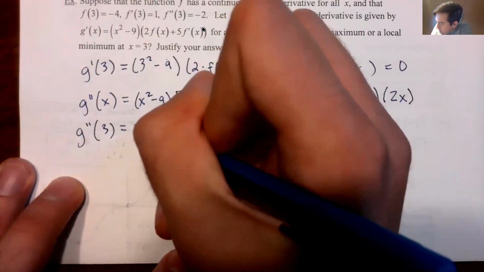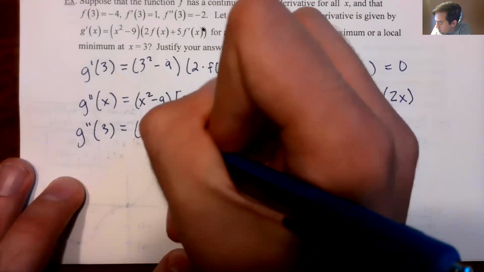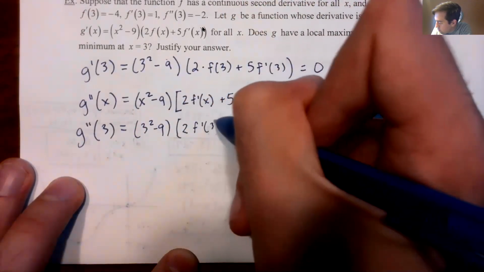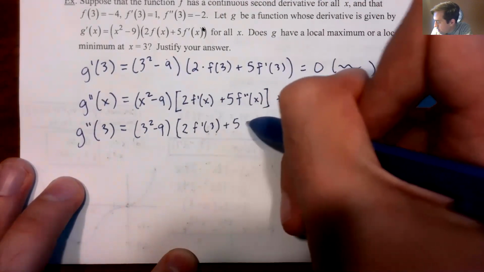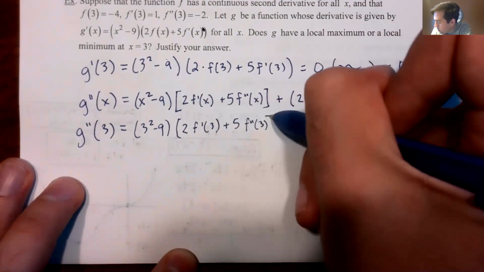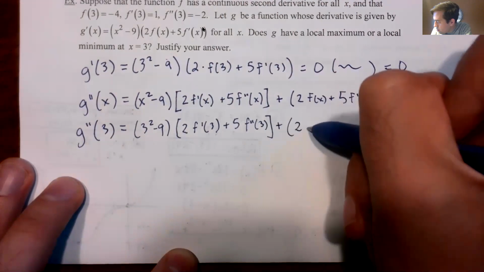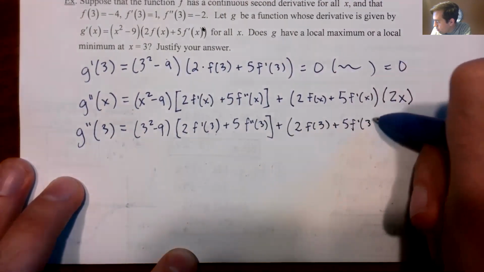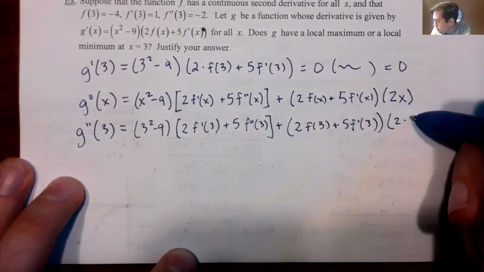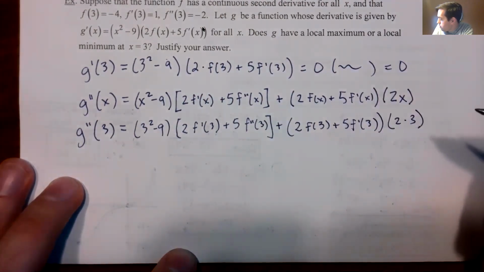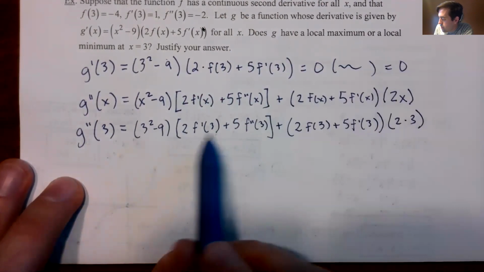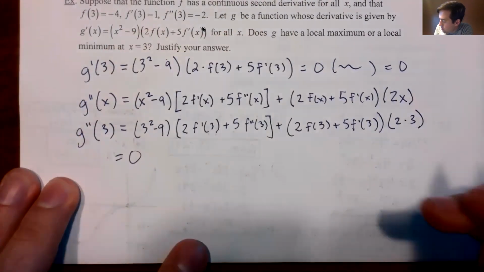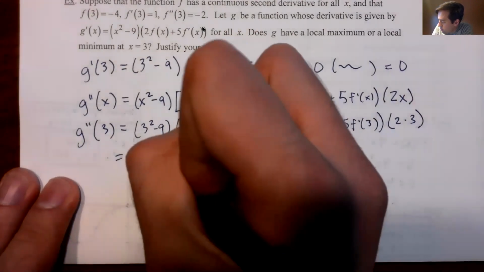So we're going to get 3 squared minus 9, times 2f prime of 3 plus 5f double prime of 3, plus 2f of 3 plus 5f prime of 3 times 2 times 3. So this whole thing is multiplied by 0. So that's all just going to be 0. Don't even care about those things.